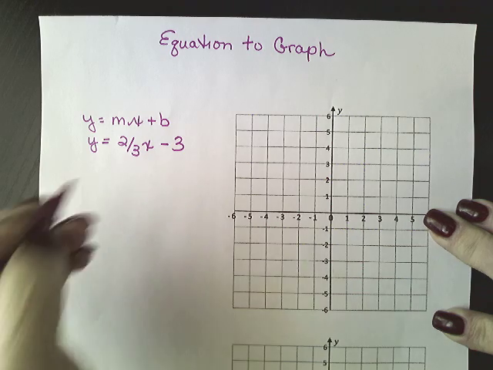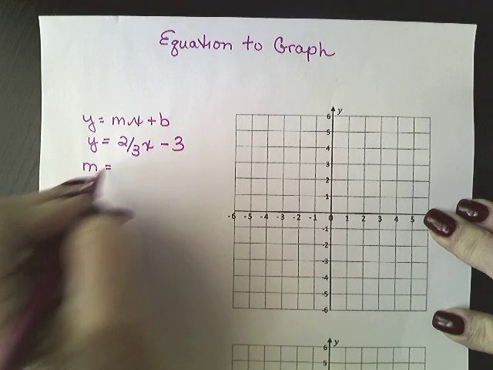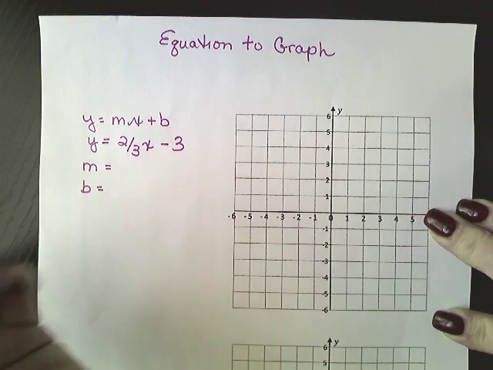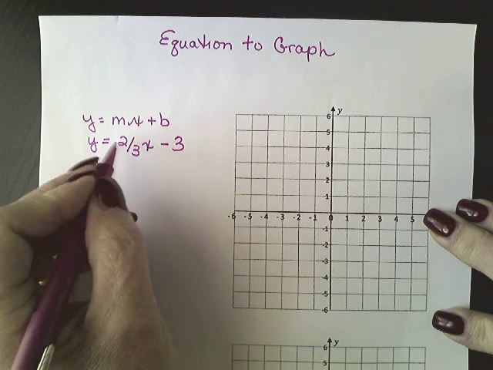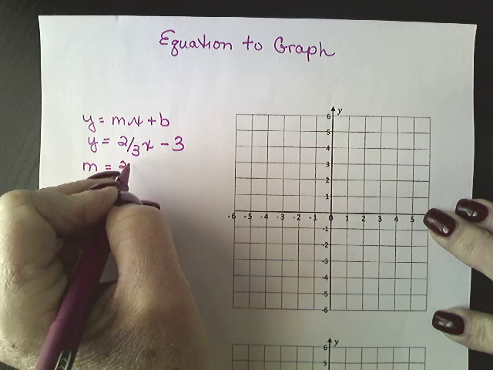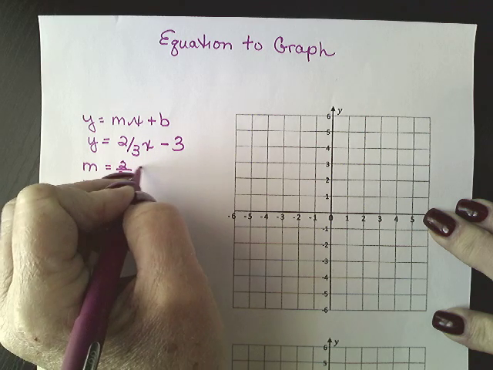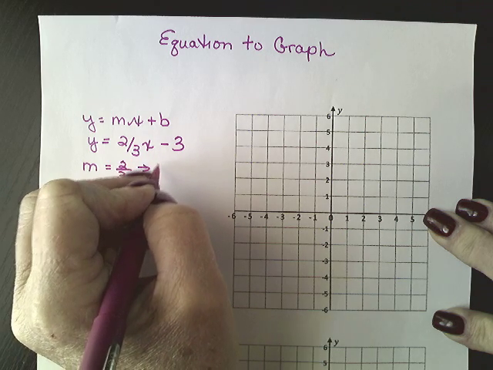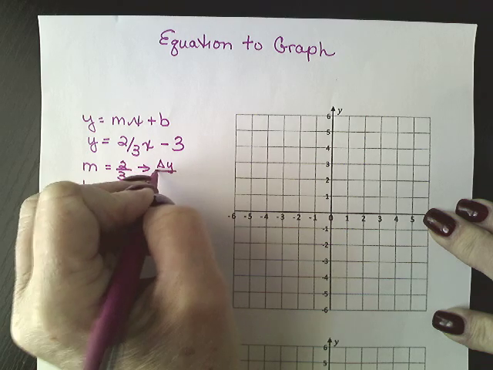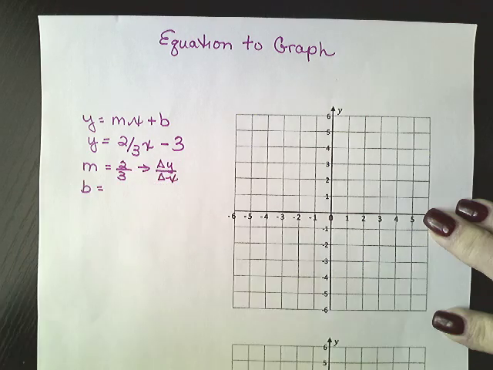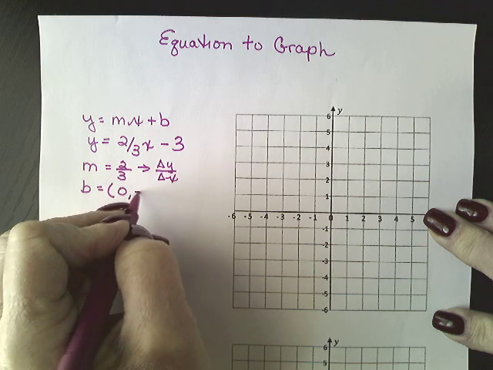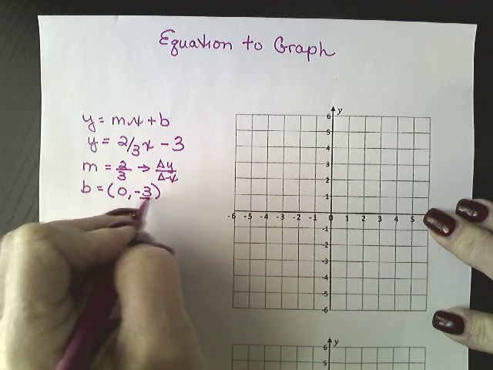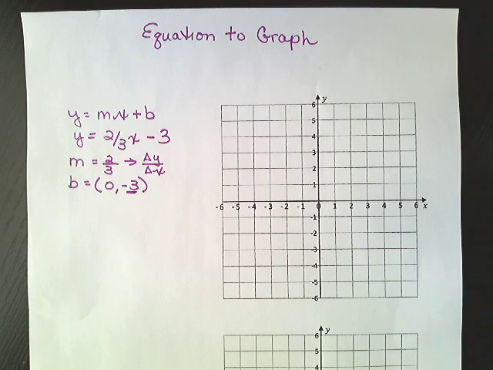Okay, so the first thing you need to do is pull out the slope and pull out your y-intercept. So we know that the slope is attached to the variable x, so that would give us 2/3. That would be my rise, my change in y over my change in x. And my y-intercept is (0, -3).